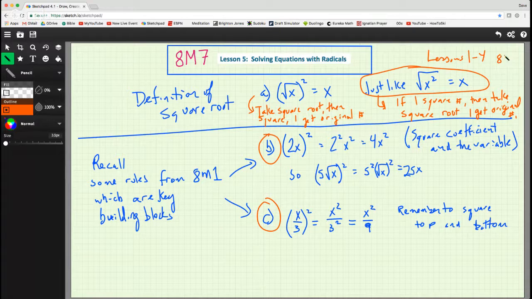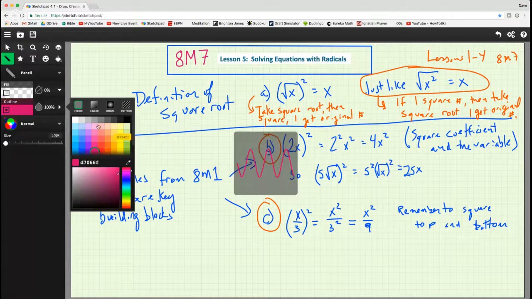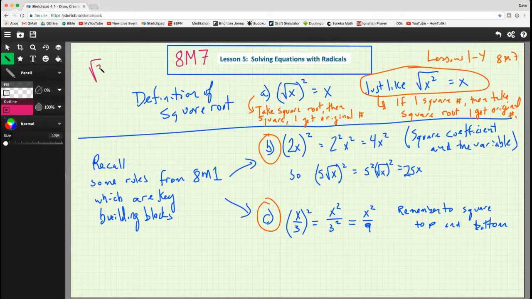4 of 8M7. But just like the square root of x squared equals x, if you take the square root of x and then you square it, you get x. Okay, let's say that again. Or let's do an example of that. If you take the square root of 3 and you square it, you get 3. That would be the same thing as saying the square root of 3 times the square root of 3, right? The square root of 3 squared is the square root of 3 times the square root of 3. That equals 3.